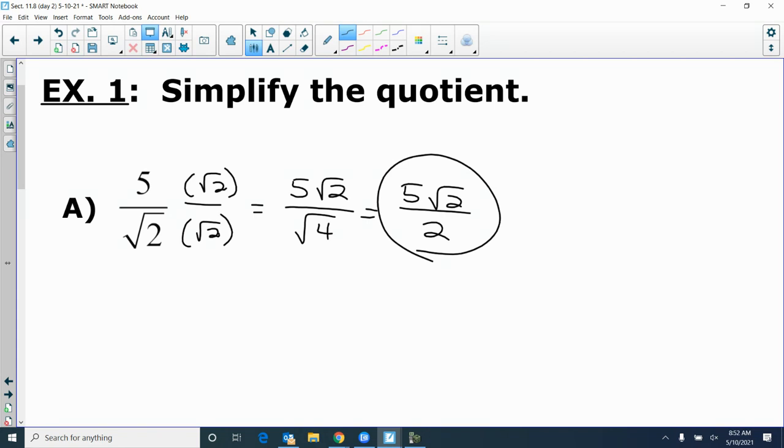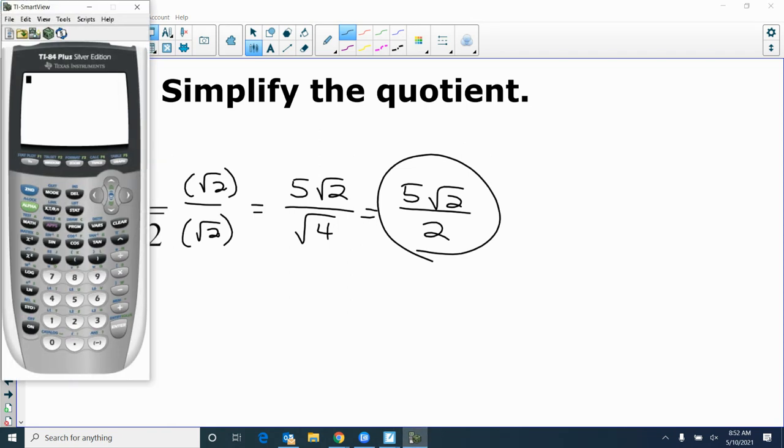Now, you can only cancel numbers outside of radicals together. 5 and 2 don't simplify. You cannot cancel this 2 and that 2 because it's underneath a radical. Not allowed to do that. So that would be your answer. It has the same value. 5 divided by square root of 2, that was the initial one, equals 3.53. If I take 5 square root of 2 divided by 2, I get the same answer. We're not changing its value.